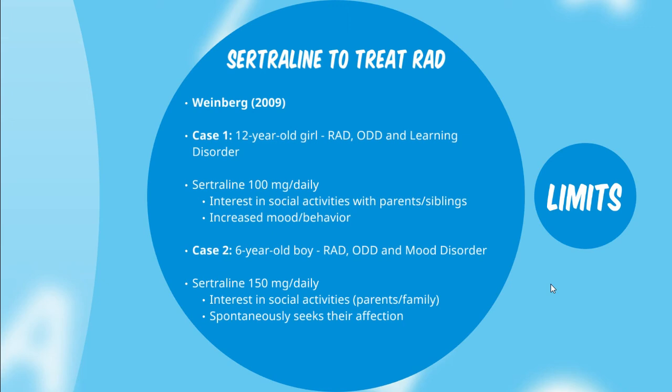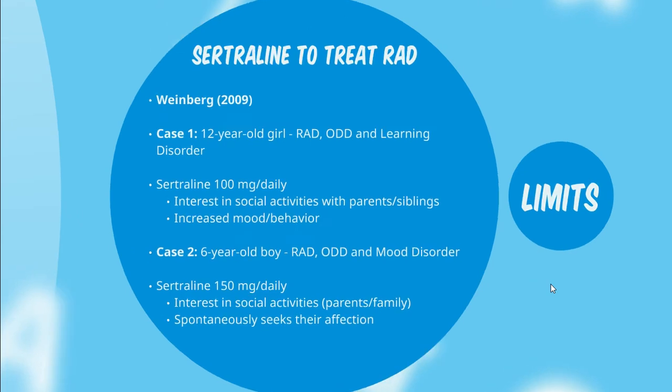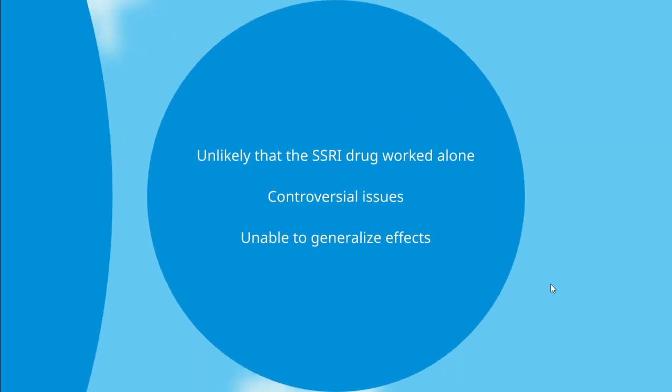Of course, using sertraline, they knew, okay, maybe there'll be an increased mood or behavior in these children. But what they found was that the issues stemming from their RAD was actually decreasing as well. But now, this also has some limitations, some big limitations, really. And one of them is that it's unlikely that the drug therapy worked alone. It could have been that the parents were actually beginning to treat their children a little differently. That's something that could have been working as well.